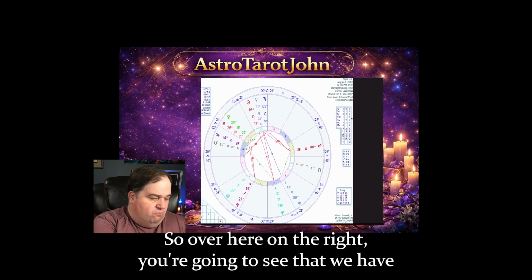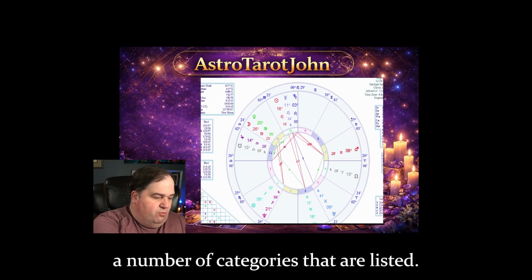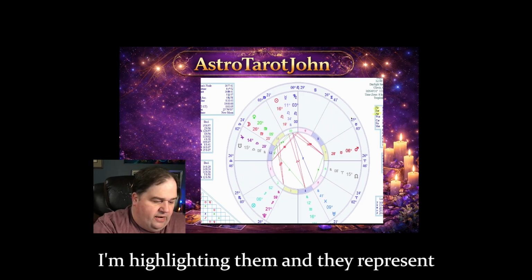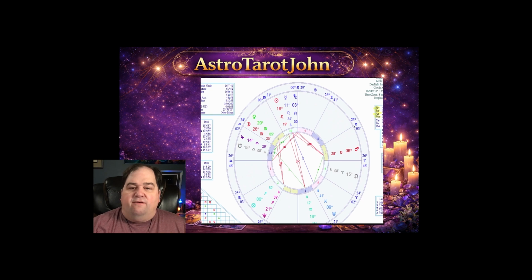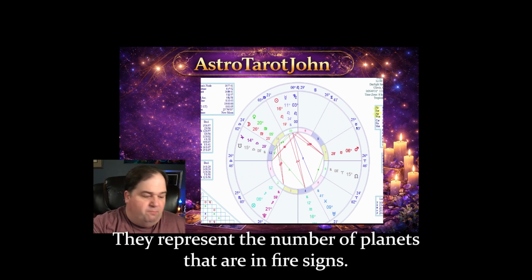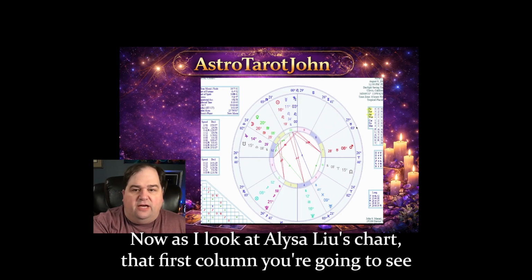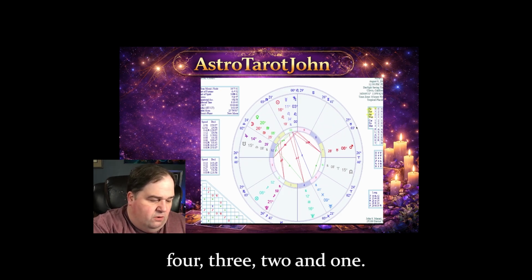So over here on the right, you're going to see that we have a number of categories that are listed. I'm highlighting them. And they represent fire, earth, air, and water. They represent the number of planets that are in fire signs, earth signs, air signs, and water signs. Now, as I look at Alysa Liu's chart, that first column, you're going to see 4, 3, 2, and 1.